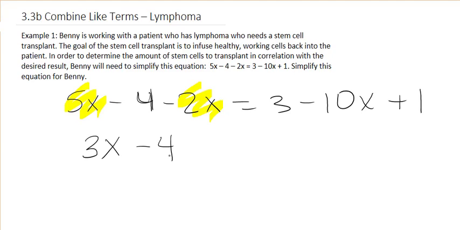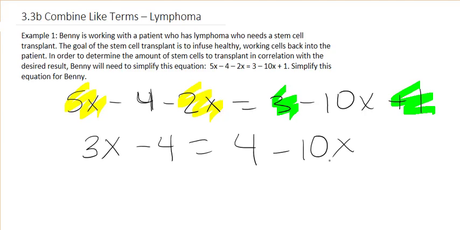And now on the right-hand side, we can also simplify. So we have the 3 and the 1 that are the same. So we have 3 plus 1, which is equal to 4. And then we have minus 10x.